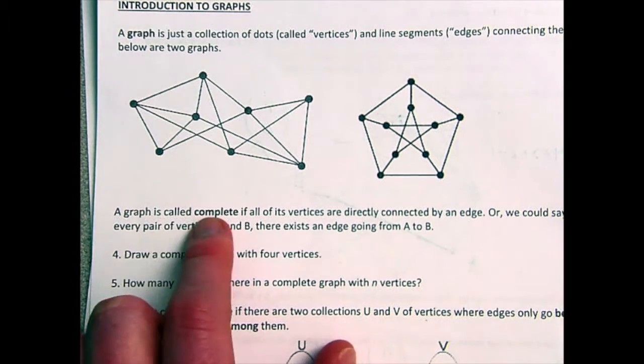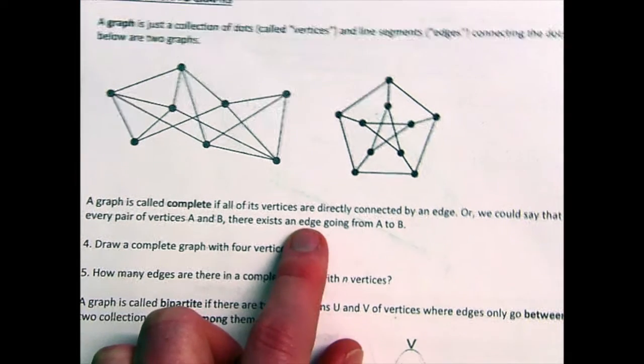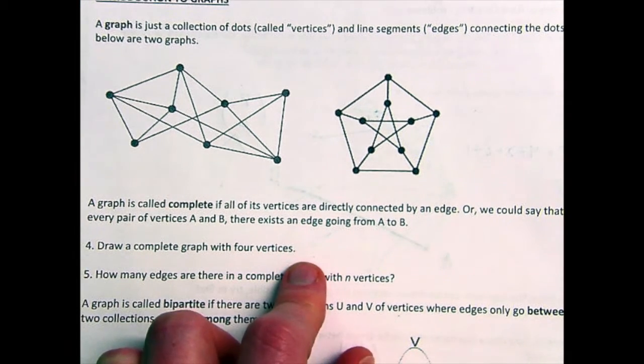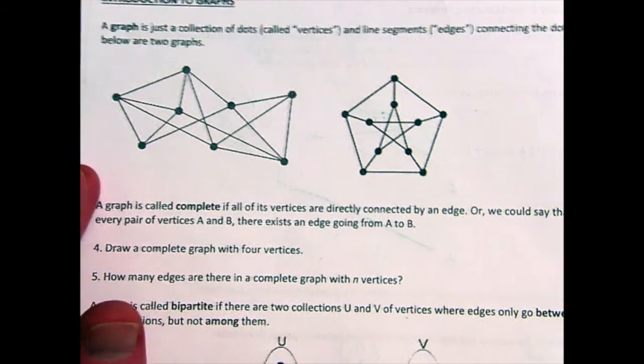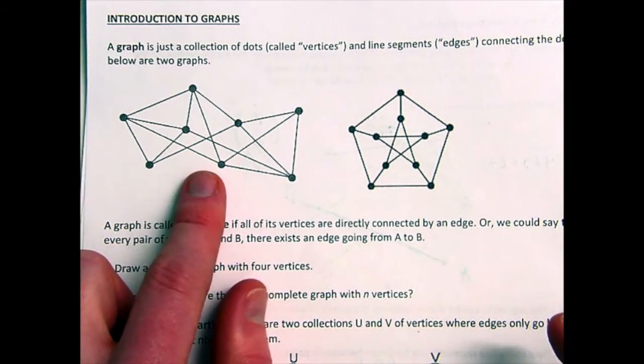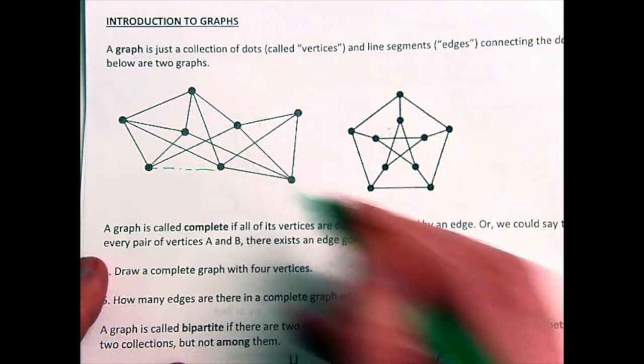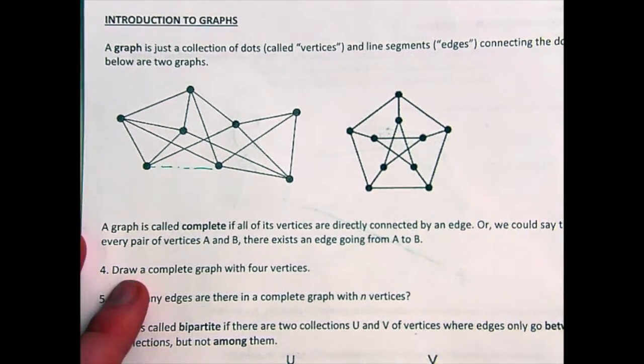A graph is called complete if every vertex is connected to every other vertex. In other words, all possible edges are drawn. So for example, this is not complete because you could draw this edge, right? That edge is missing. Neither is this one.